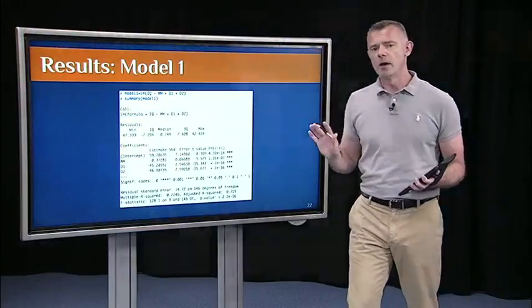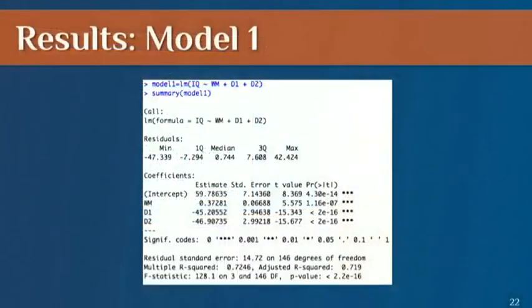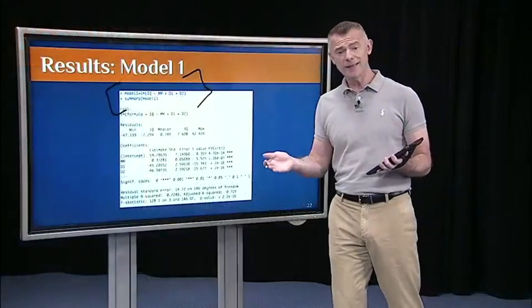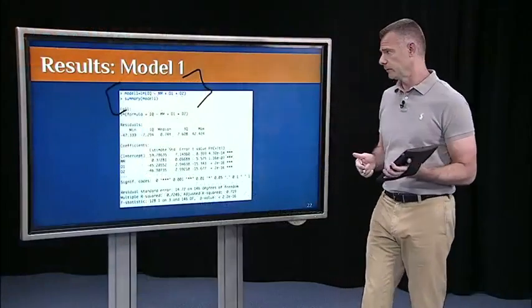So here are the results from Model 1. Remember, Model 1 doesn't include any moderation terms. It's just looking at the relationship between working memory capacity and IQ and the effect of stereotype threat. Remember, stereotype threat is a categorical predictor, so we had to dummy code it. So that's why the LM function in R looks like this. IQ's the outcome, working memory is a continuous predictor, so that just goes in there. But then we had D1 and D2, the 2 dummy codes that represent the 3 levels of the categorical predictor.